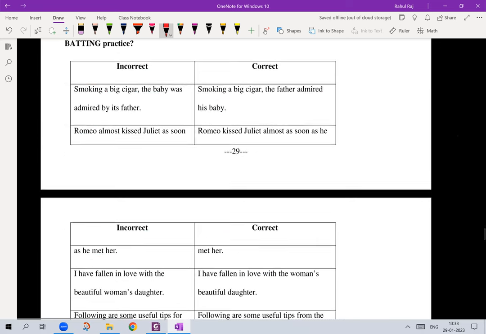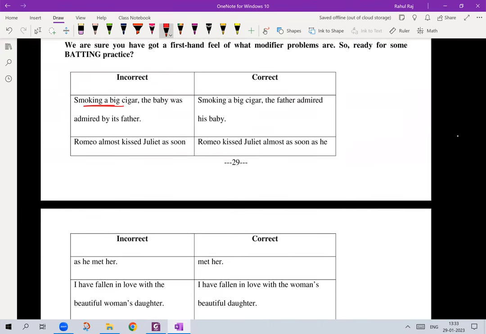For sure. Like imagine, when I say smoking a big cigar, the baby was admired by his father. Now, you can write this sentence, but trust me, this is the most horrible sentence that you can ever frame in your life. You are trying to say that baby was smoking a big cigar, which is crap. Smoking a big cigar, the father admired his baby. This is how it is.